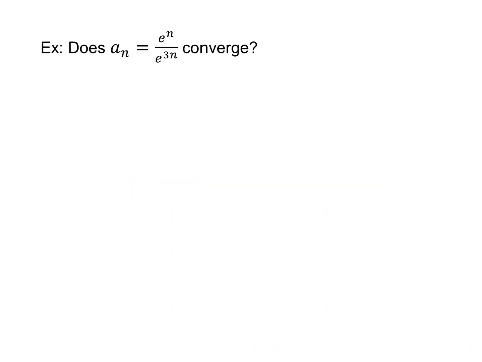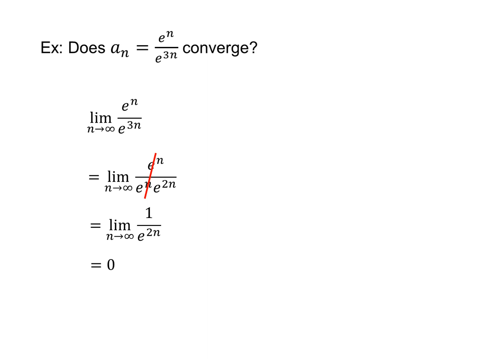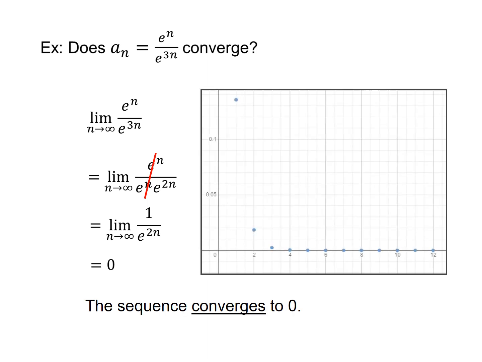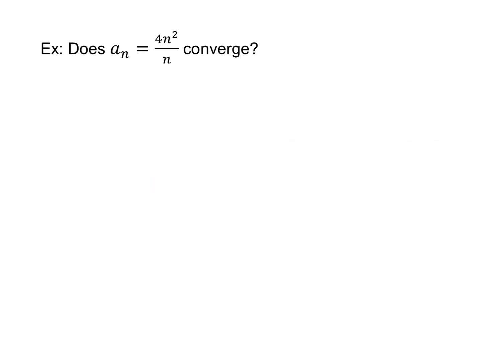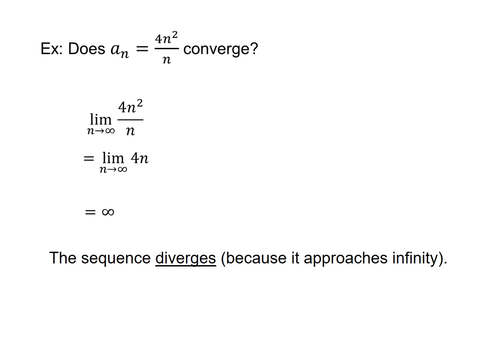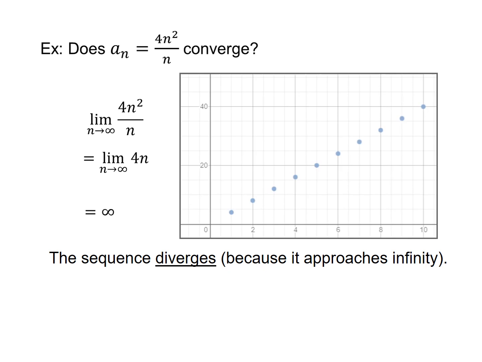If you want to know if this one converges, take the limit as n goes to infinity. Need to use a little bit of algebra here to simplify this down. That gives us 0, so this sequence converges to 0. And you can see that those terms decrease rapidly towards 0. Limit as n goes to infinity, we can simplify that algebraically. And this is infinity, so the sequence diverges. So those terms just keep getting bigger and bigger.